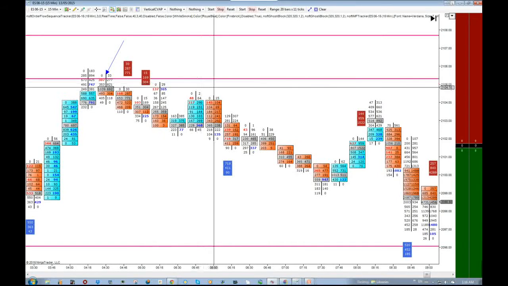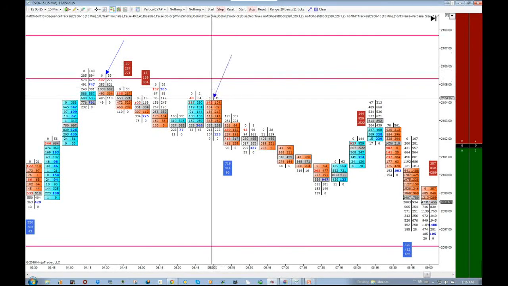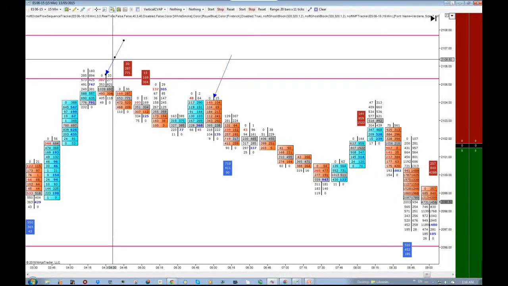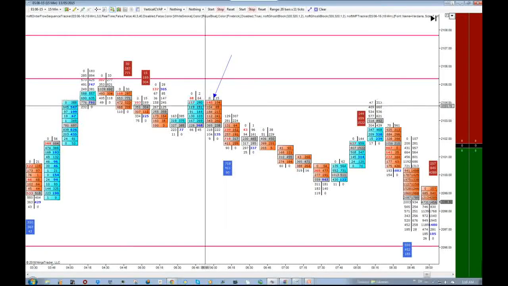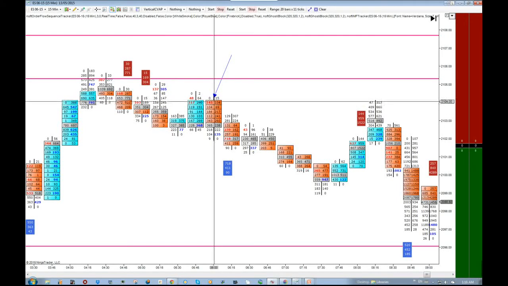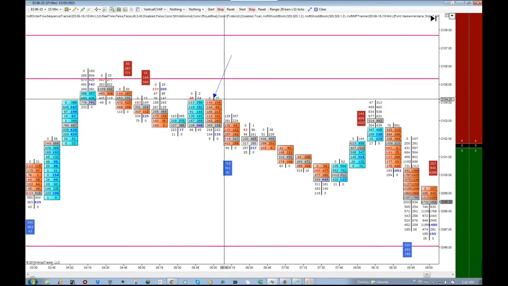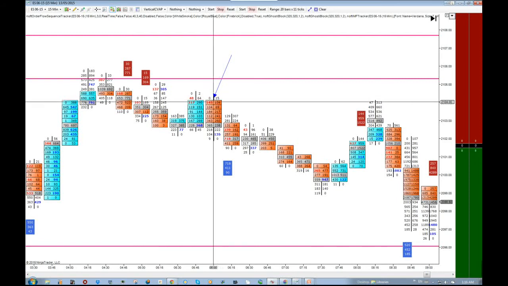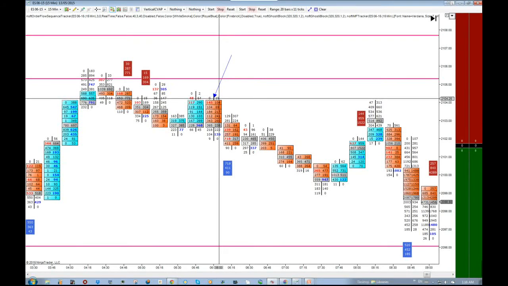I guess just to be clear, let's go back to that first example, that 145. Why was that 145 contracts traded at 2104 turned red? Because if we compare that 145 versus the 15 above it on the ask, obviously 145 is more than 300% greater than 15. And same thing on the buy side.